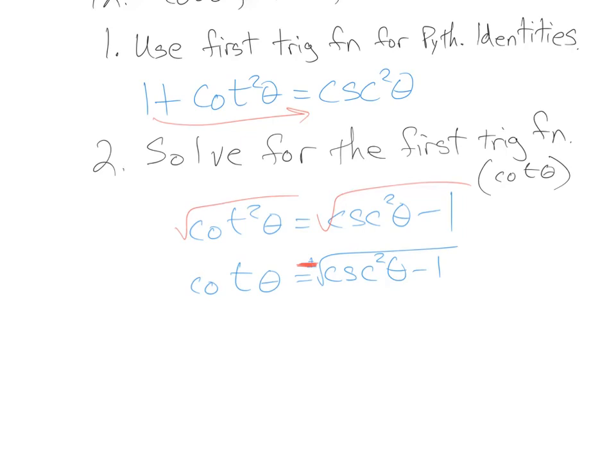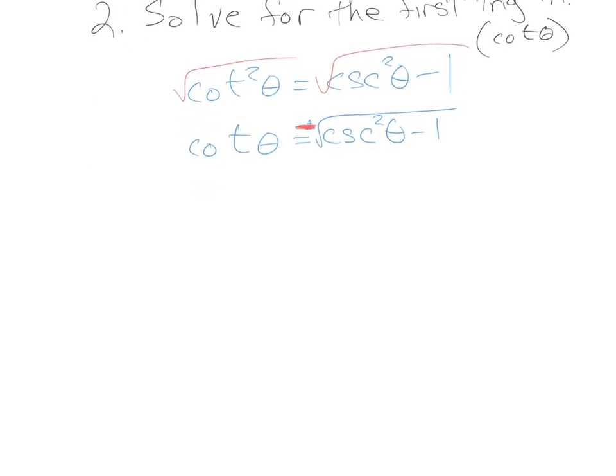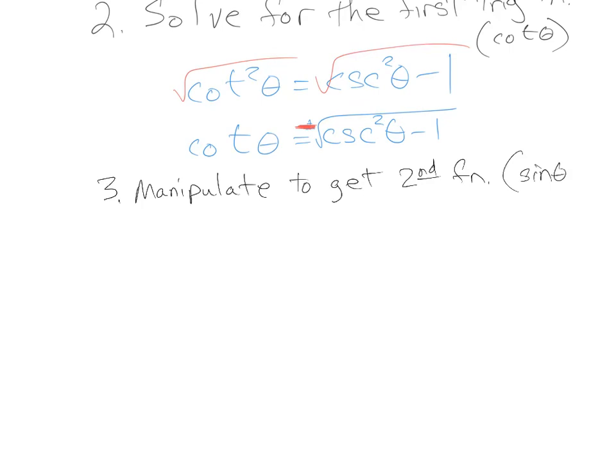Step 3. Manipulate to get the second function. In this case, we wanted it to be the sine. So we've got to change the cosecant into the sine. How do you do that? 1 over sine is the cosecant, isn't it?